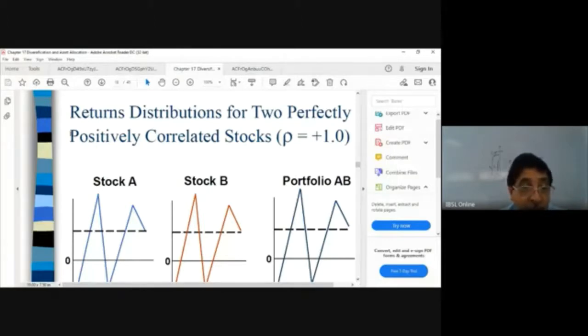Now, the returns distribution is also given here: stock A, stock B, and portfolio AB. The stocks are perfectly positively correlated, which means the correlation coefficient is 1 or 100%. You can see stock A and stock B behave this way, and portfolio AB also behaves in the same manner.